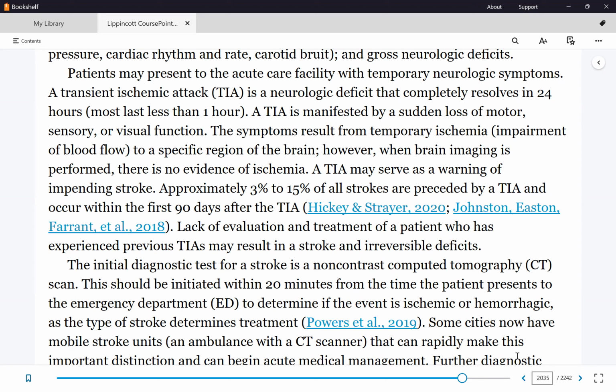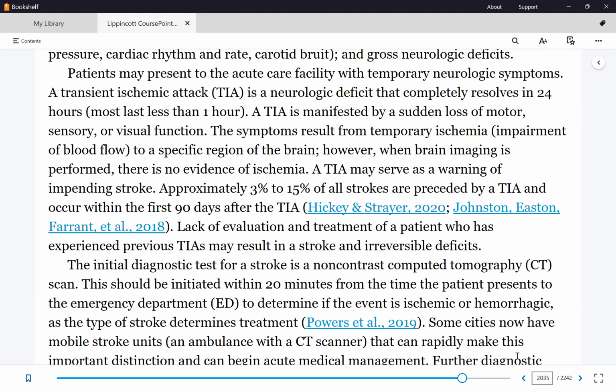Hemorrhagic, B, embolic, or C, thrombotic? Thrombotic will have a TIA. Because can an embolic have a TIA? Usually no, unless there's a chance; there's a small percentage of embolic stroke patients that may have a TIA because they're lucky that the clot is tiny. Okay, it was a tiny clot. Yeah, that would be an exception.